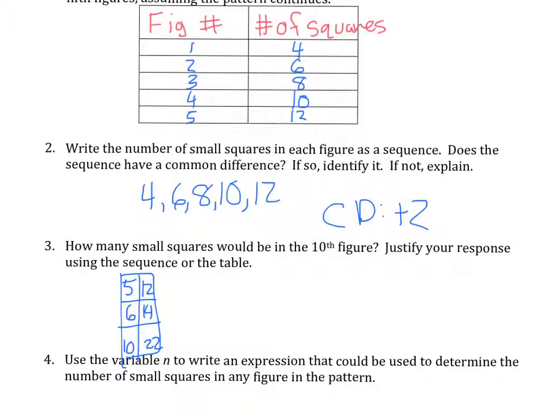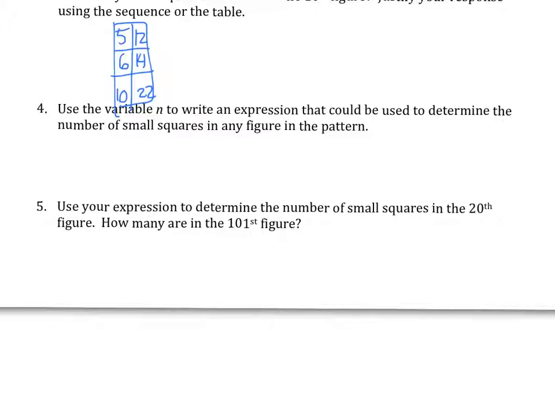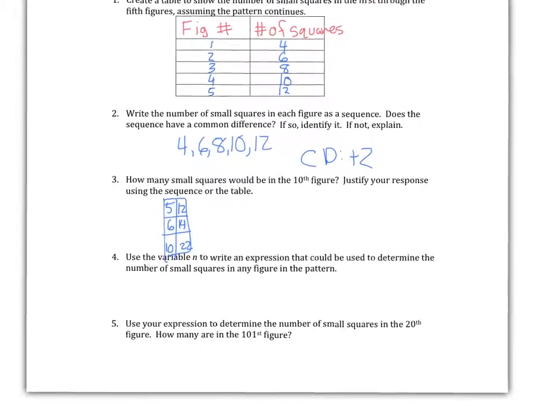Okay. Would you want to take your table and extend it out and put 1 through 100 and count plus 2, plus 2, plus 2 until your finger falls off? No, I wouldn't want to do that either. So instead, let's do number 4 together. It says use the variable n to write the expression that can be used to determine the number of small squares, even if I wanted the 100th or the 1000th figure.